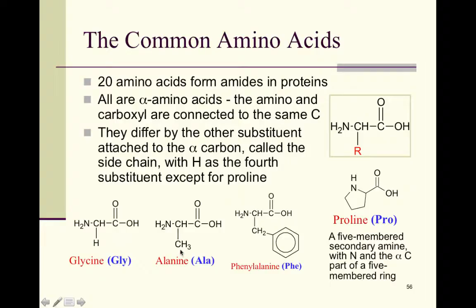Alanine, one carbon. Phenylalanine, we have a CH2 group, then a benzene ring. And then proline is the only one that comes back upon itself. It's a five-membered ring, and it's a secondary amine, where the alpha carbon is part of a five-membered ring.